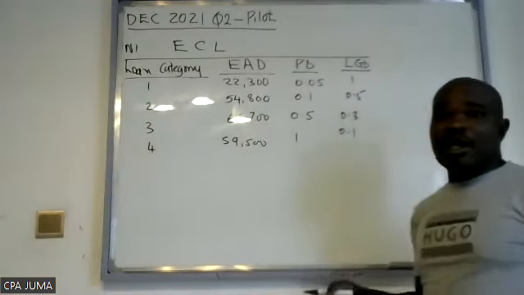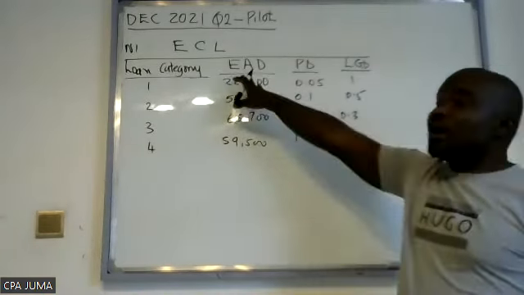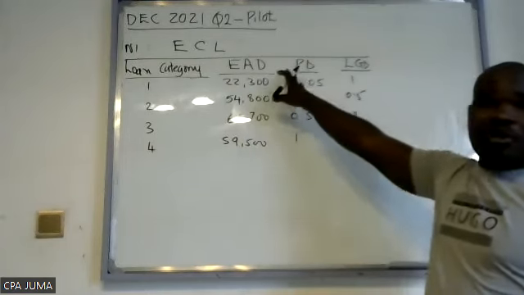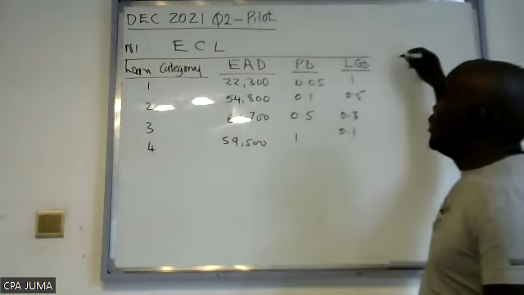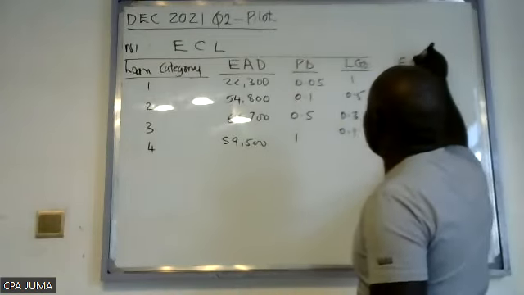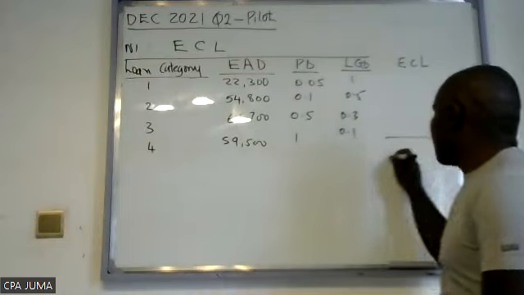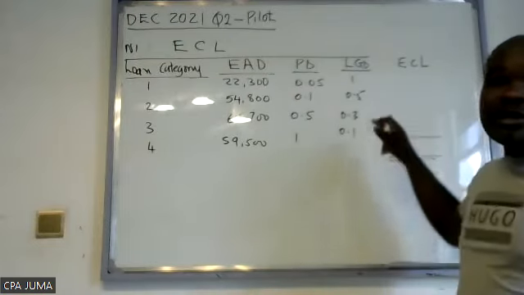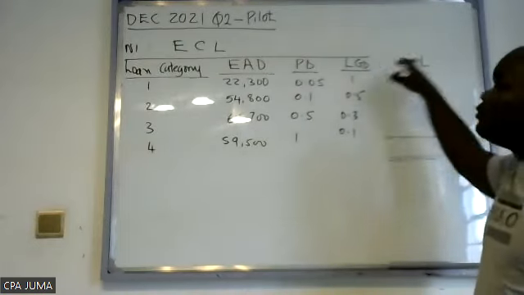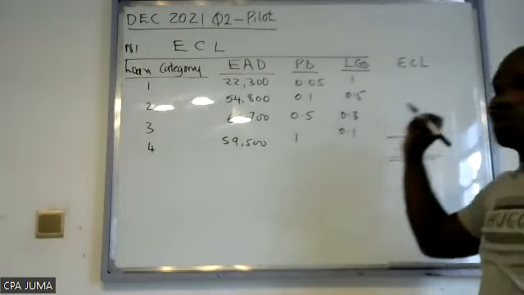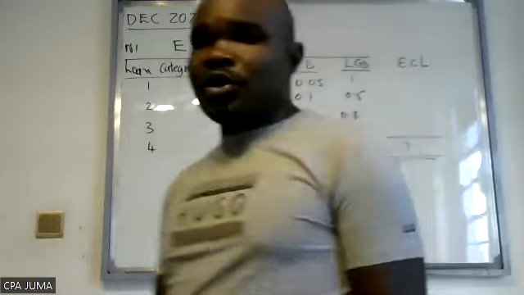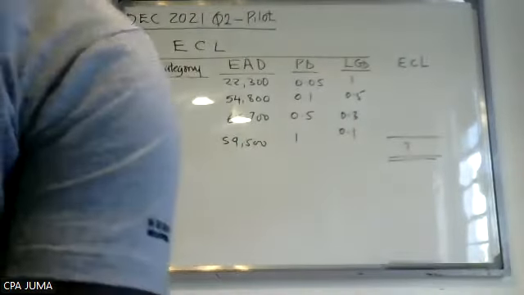So when you multiply the exposure at default times the probability of default times the loss given default, you will get the expected credit loss. So ladies and gentlemen, what I need from you is the total. I will not go around to multiply. You multiply, bring them here, then give me that total. That is what I expect from you. Please do for me that favor.